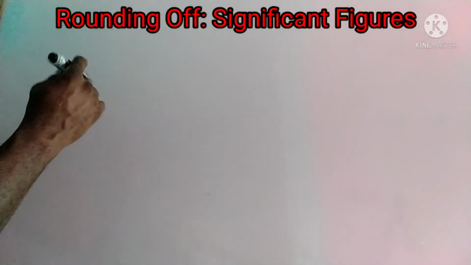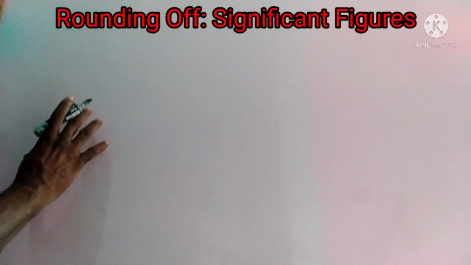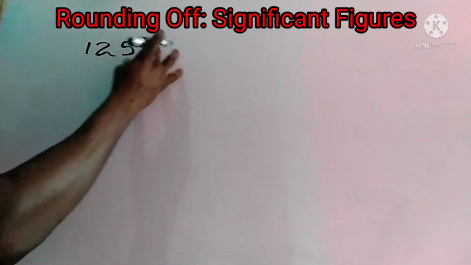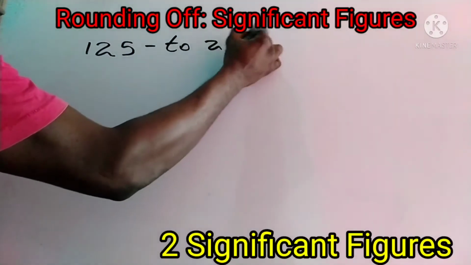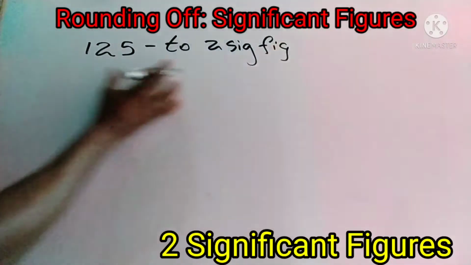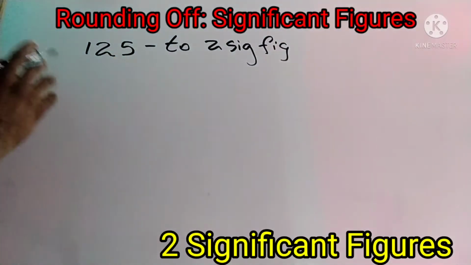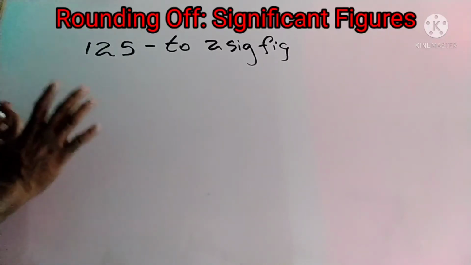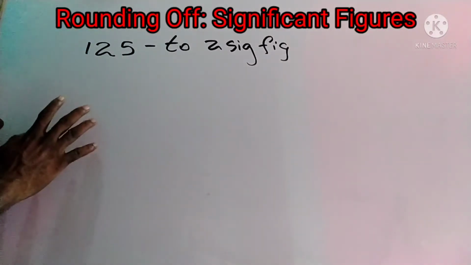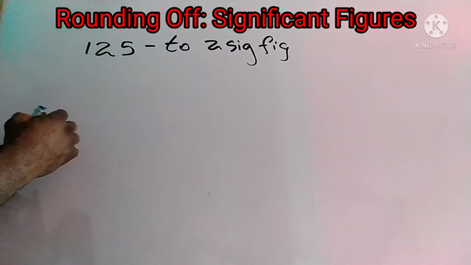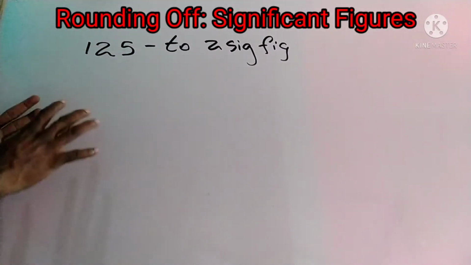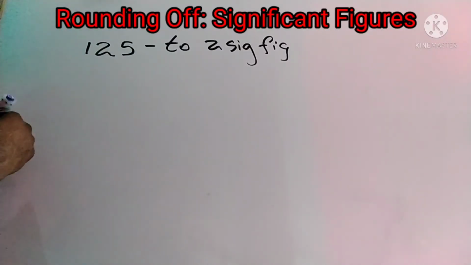So in this segment, we are rounding off to various significant figures. Let us say, for argument's sake, we have 125, and we want to round this off to two significant figures. 125 to two significant figures. What we have to do first is to make sure that we identify the digit that is in the second significant spot. In the video that we did previously, we identified various significant figures.